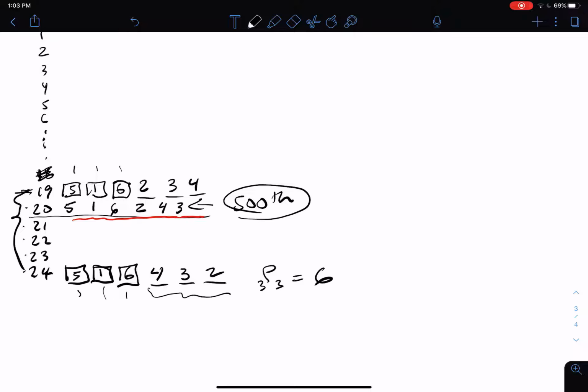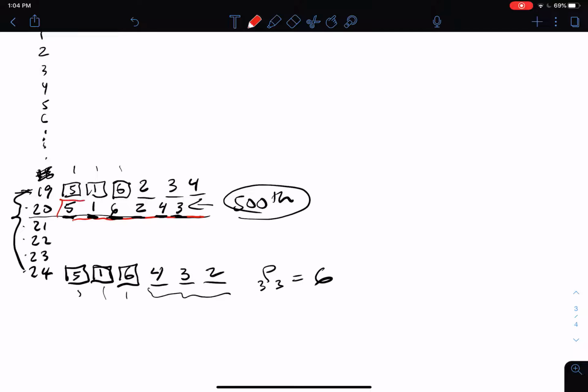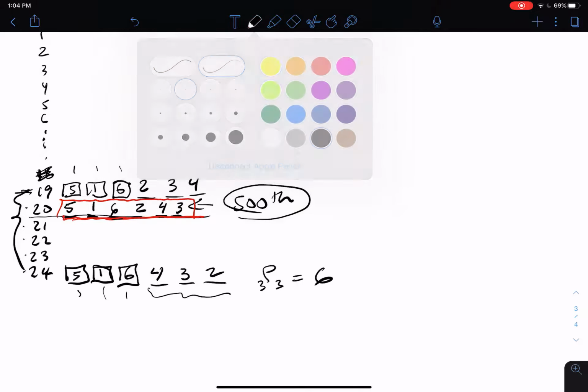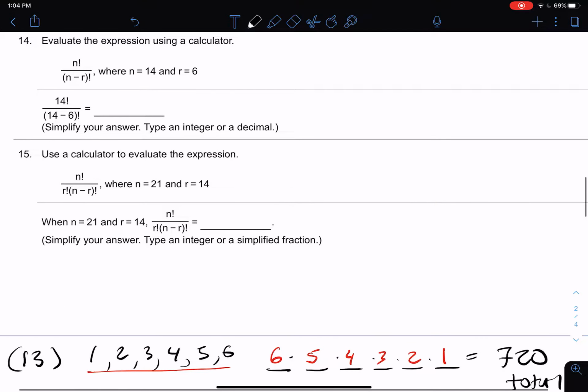Okay, so the digits 5, 1, 6, 2, 4, 3. That gives me my 500th number. And that's the answer to this question. Whew, that was a lot. Let's go back and finish up with the rest remaining. The remaining questions probably won't take as long as that one question.